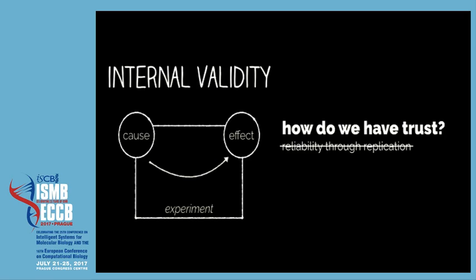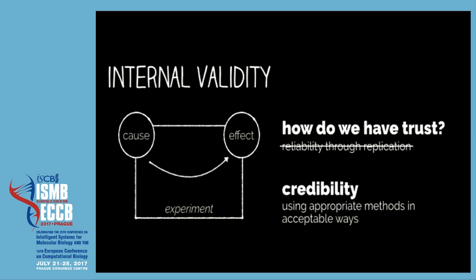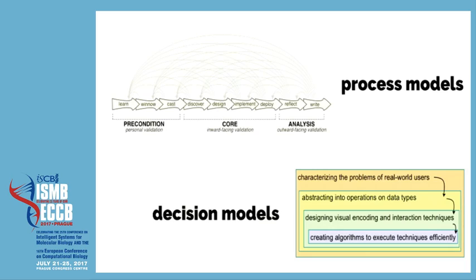So instead, we rely on a notion of credibility, where credibility is about using appropriate methods in acceptable ways. And there's a growing body of work within the visualization community about how to conduct visualization design in a structured and formalized way. Much of the work that we have in this space is focused on two different kinds of models. The first one is process models, which are models that describe the sets of things that we go through and consider in the visualization design process.